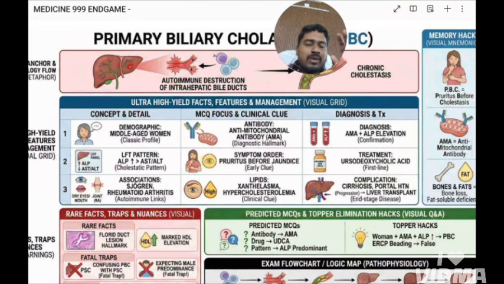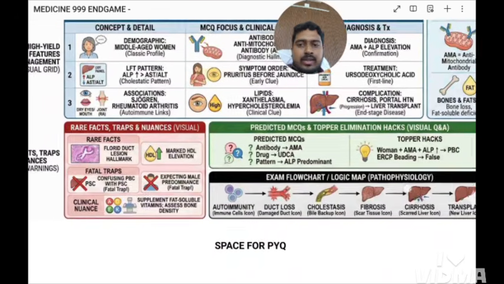So basically, what will be your exam scenario? A middle-aged woman who presents with pruritus followed by jaundice, who had a prior history of rheumatoid arthritis or Sjogren's disease. LFTs were deranged. ALP was raised, which shows a cholestatic pattern. The investigation of choice becomes anti-mitochondrial antibody along with the ALP elevation. And treatment is UDCA. This is the only thing that you need to know.